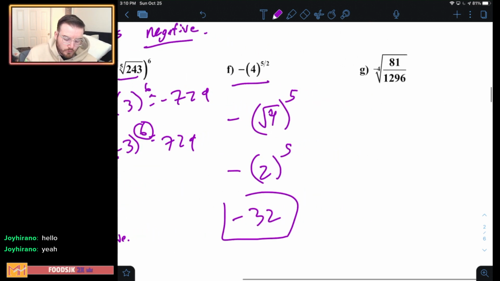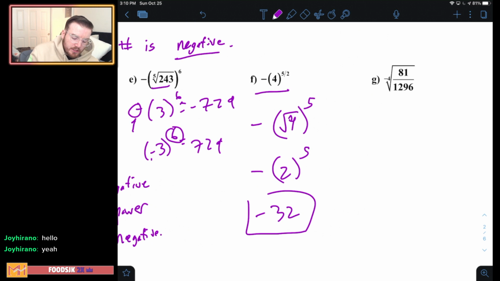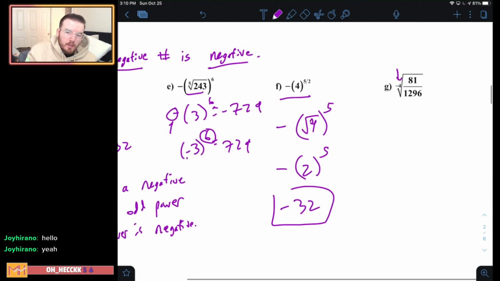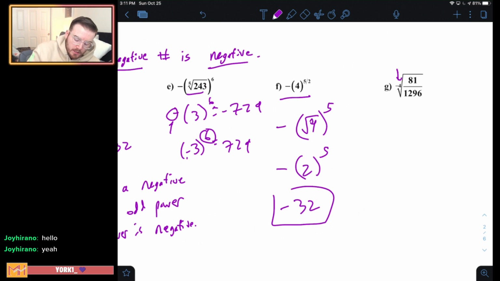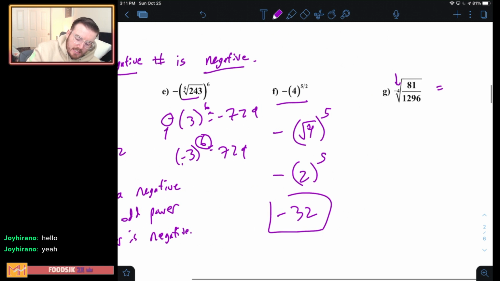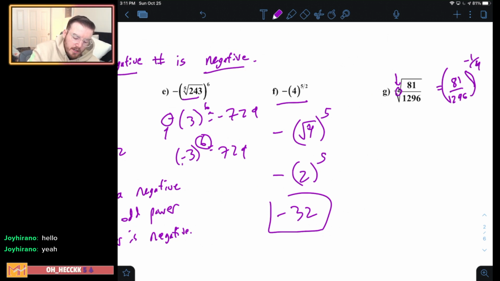This last one, we have a negative root, which is kind of weird. But what is a root? That is the same thing as writing -1/4, right? The size of the root becomes the denominator. Okay, and what did I say about negative exponents? It means to flip your answer in the end.